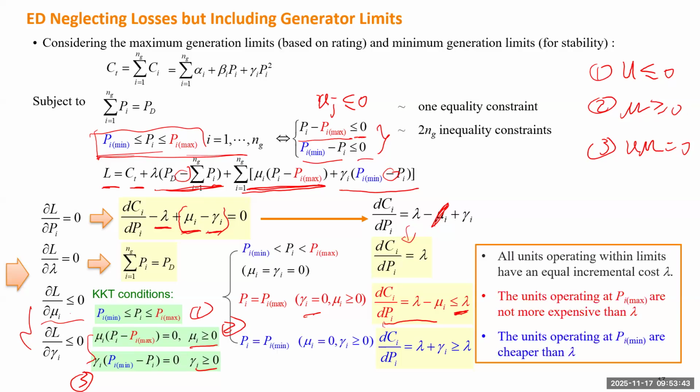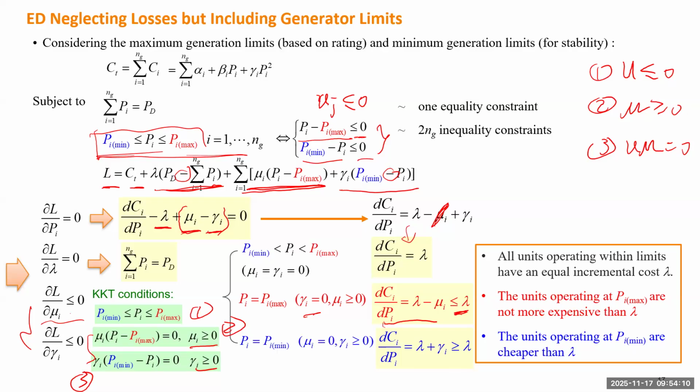So the physical meaning is those three sentences. All units operating within limits, if they're not reaching either limit, have to have an equal incremental cost, which is lambda. And this lambda is solved using a similar approach as we did for the formulation without limit, either by approach number 1, steps 1, 2, 3, or by doing the iteration.